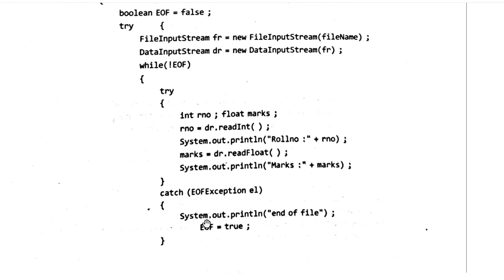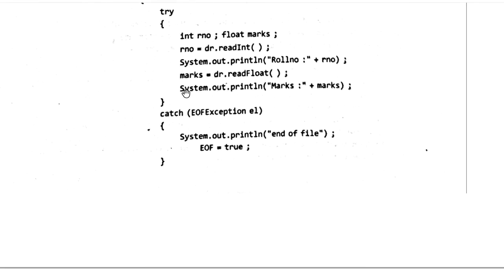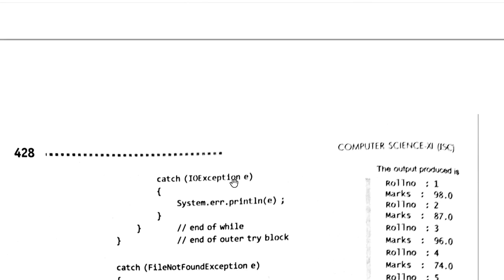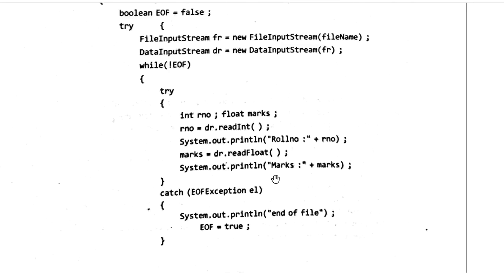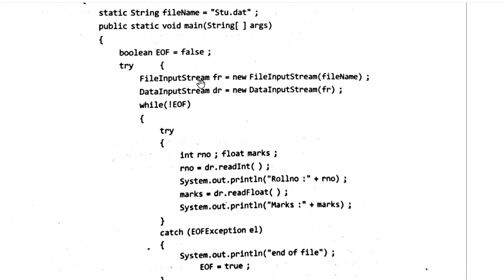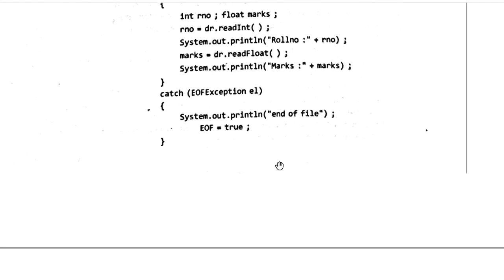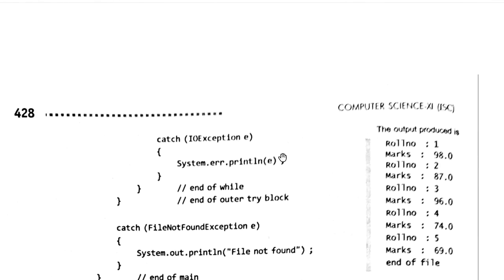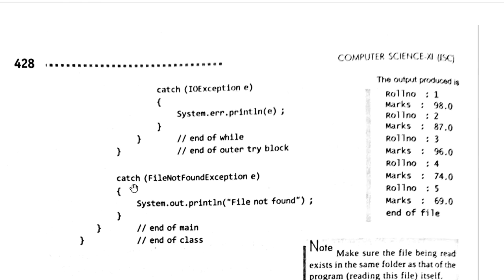Here we can use System.err.println also. And the EOF value we have to change to true, so that next time this while loop will not execute. Then catch IOException. This is for which try? The outer try. This catch block will execute if the file is not present, FileNotFoundException. Because the FileInputStream and DataInputStream objects have been created here in the outer try, the exception due to the missing file will be handled by this catch block, FileNotFoundException.